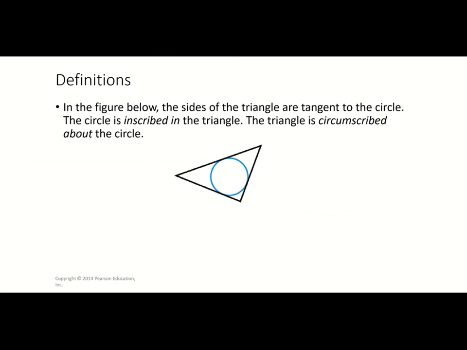All right, here, just some vocabulary. We have a triangle and a circle listed here, and the sides of the triangle are tangent to the circle. So that means that the circle is inscribed in the triangle, and the triangle is circumscribed about the circle.